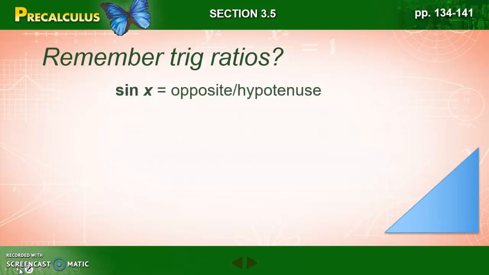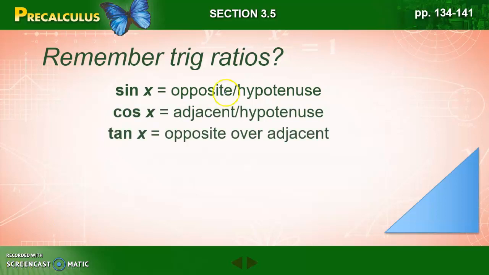Those 3 common trig ratios are sine, which is opposite over hypotenuse, cosine, which is adjacent over hypotenuse, and tangent, which is opposite over adjacent. Now, remember that we did this back at the beginning of the year when we were trying to find the missing measurements or missing angles of a right triangle. Remember, trig ratios are only for right triangles.